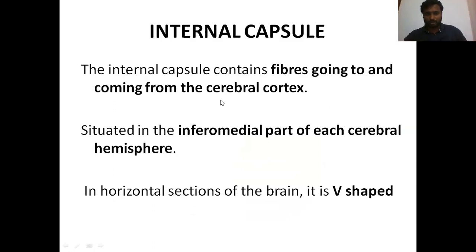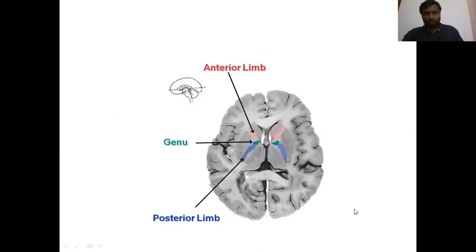So what is that internal capsule? Internal capsule, that point is clear. Ascending and descending fibers converge in the inframedial part to form a V-shaped structure. That is what the internal capsule is.